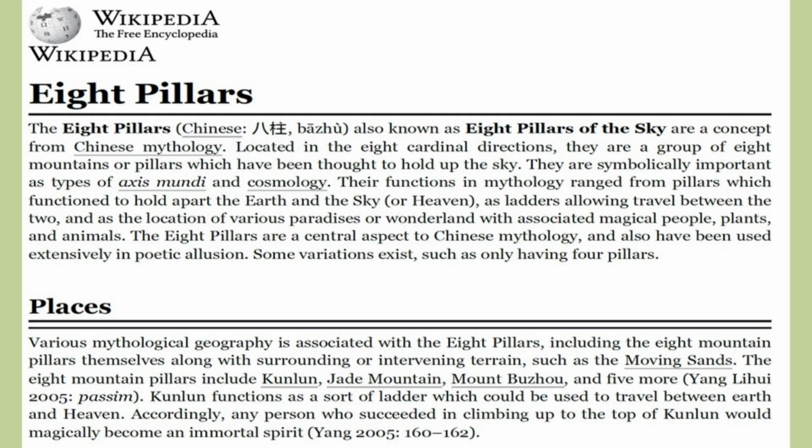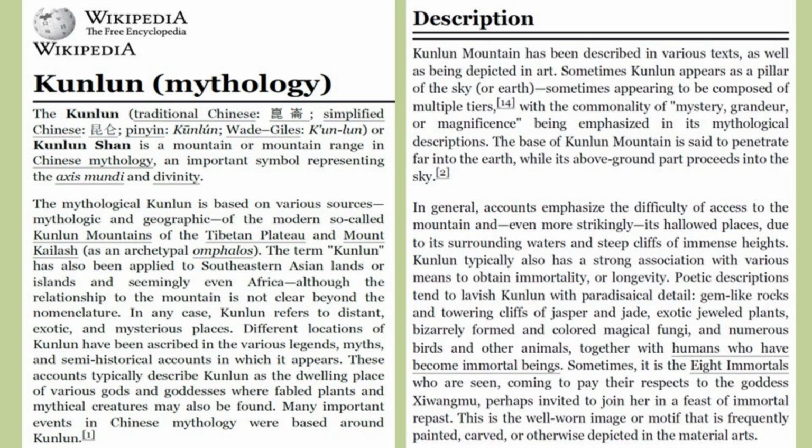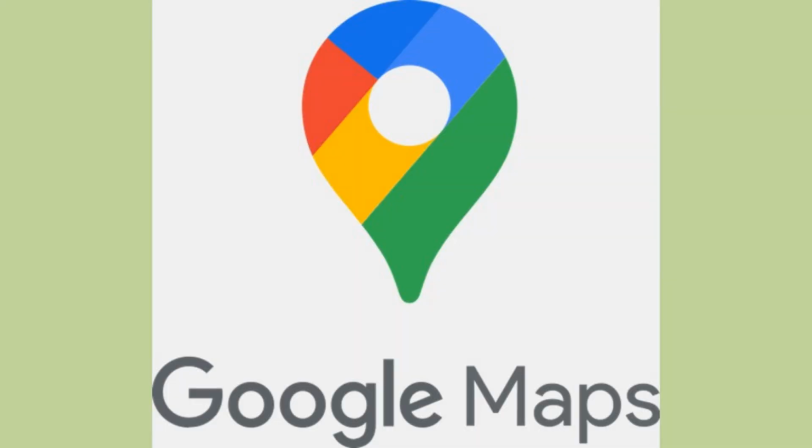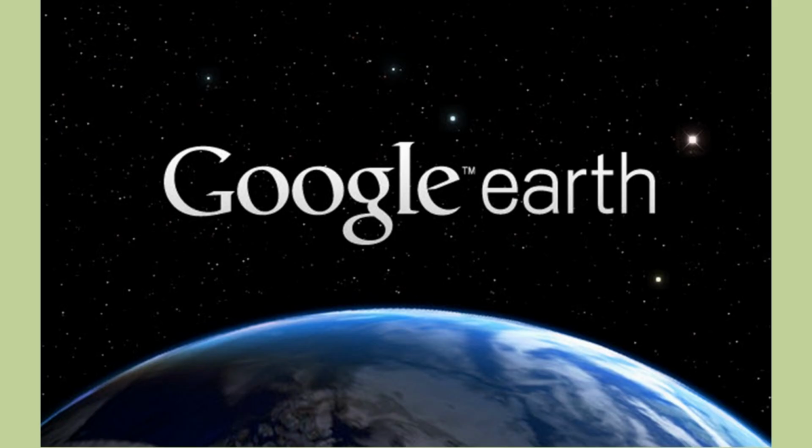It is also considered that the 8 mountains of China could be the pillars of the sky. The Kunlun mountain is one among these 8 mountains and is considered as the Taoist paradise. Further, the Kunlun functions as a ladder which could be used to travel between earth and heaven. Let us take the help of Google Map or Google Earth to check these details like how I have shown you in my previous presentations.